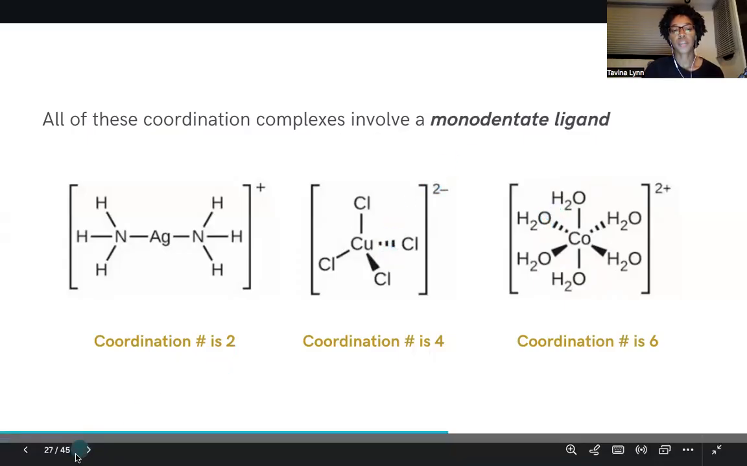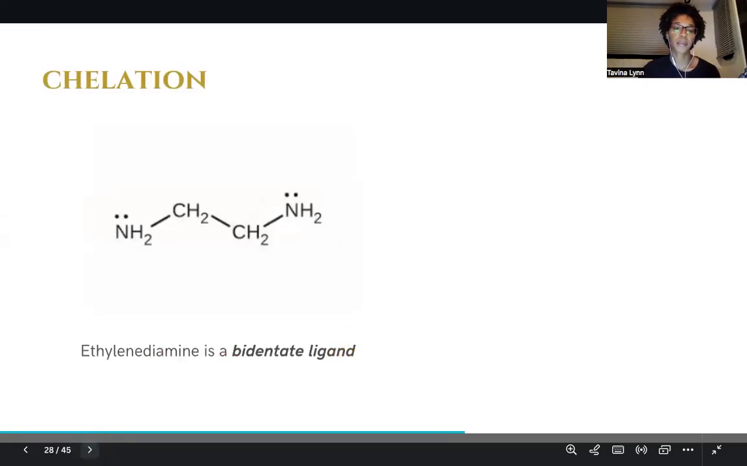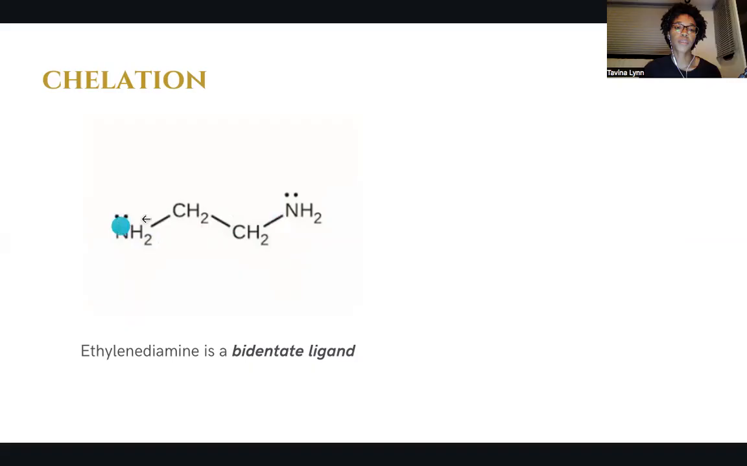Now with chelation, this is the case when we have a ligand that can coordinate the central metal ion atom through two or more atoms, through two or more ligand atoms. So here's an example. We have ethylene diamine. So notice there's two nitrogens in this molecule that have an electron pair, right, that can be donated.